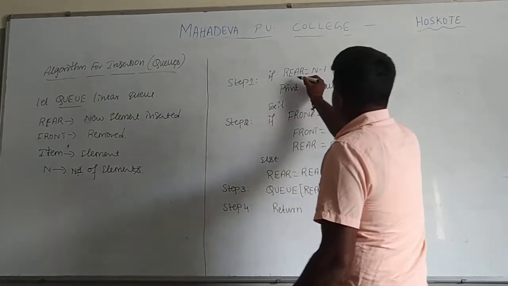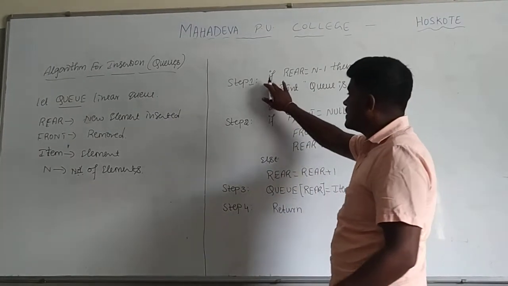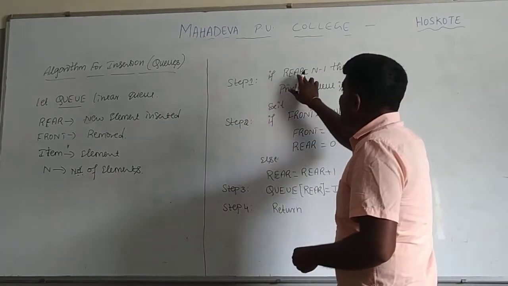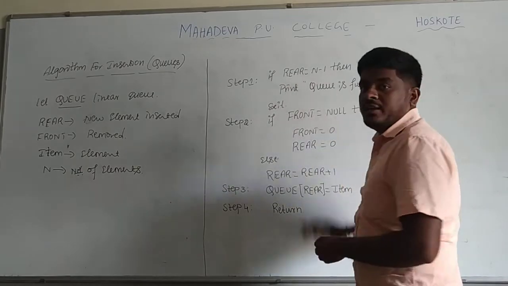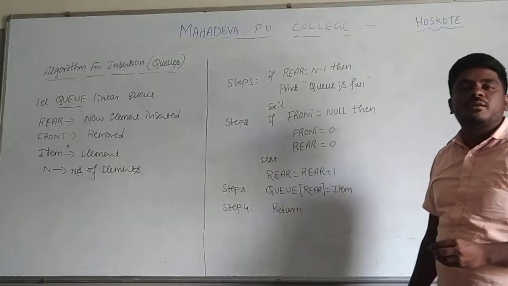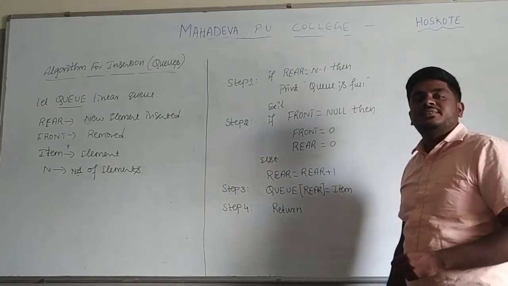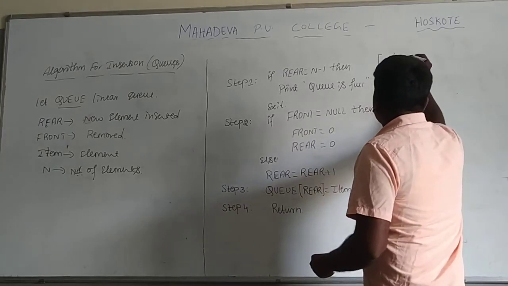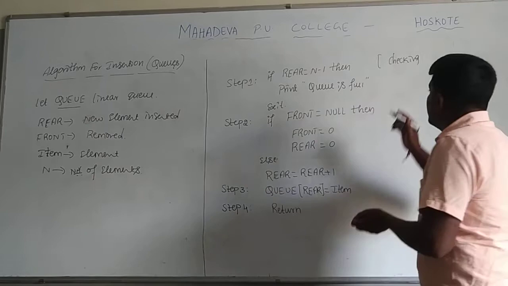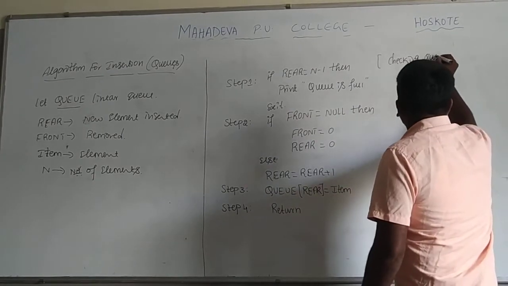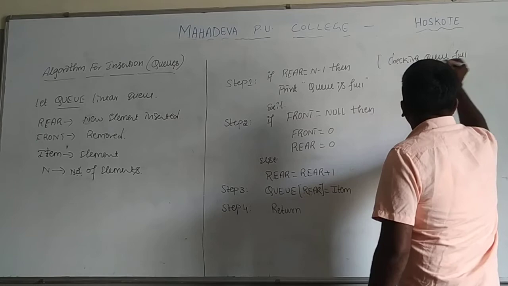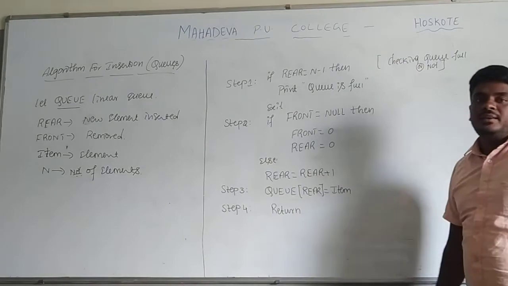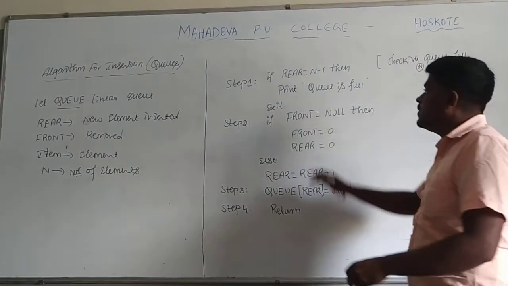In the insertion algorithm we have two conditions, which we already explained in the memory representation. First, if rear is equal to n minus 1. In the array, the maximum index is n minus 1, from 0 to n minus 1. This condition checks whether the queue is full or not.